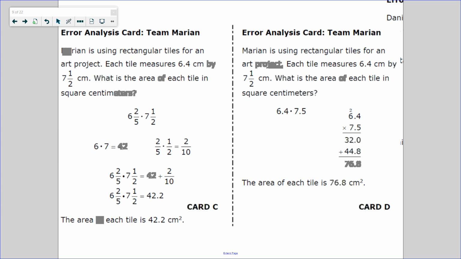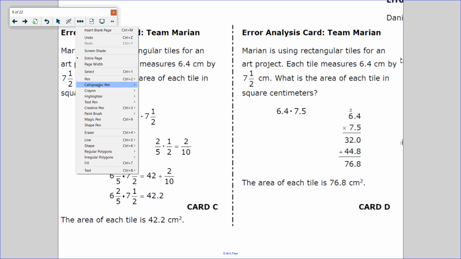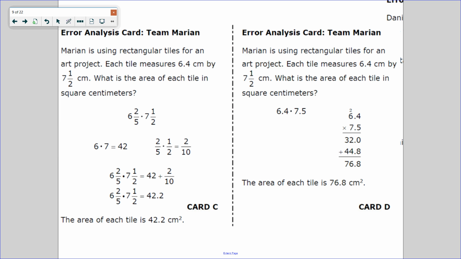Marianne is using a rectangular tile for her art project. Each tile measures 6 and 4/10 by 7.5. What is the area? So what is our first mistake here? They multiplied the whole numbers, then the fractions, then combined them together. No. How do you multiply fractions?